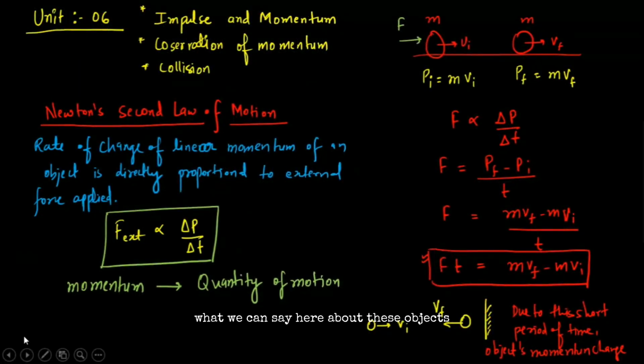So what we can say about this object is that because of its velocity and motion, when the object hits the wall, its velocity's direction changes. If we assume that its velocity's magnitude doesn't change, still its direction has changed. So due to that contact for a very short period of time, there must be some force which has acted upon the object and changed its momentum.